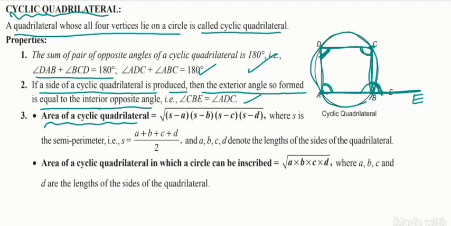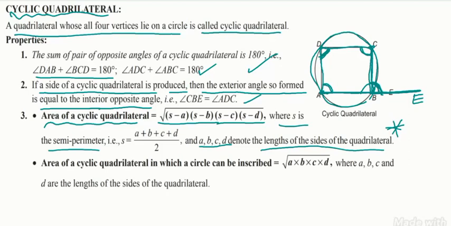Next one, area of the cyclic quadrilateral is very important. Brahmagupta, a mathematician, invented this formula. So please note it: square root of (S minus A) into (S minus B) into (S minus C) into (S minus D), where S is the semi-perimeter, equal to (A plus B plus C plus D) by 2, where A, B, C, D are the lengths of the sides of the quadrilateral. Put a star mark and note it down.